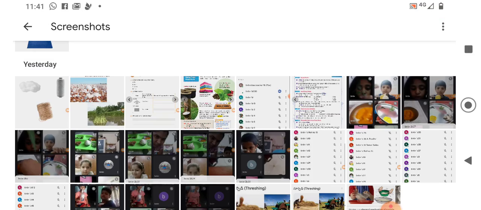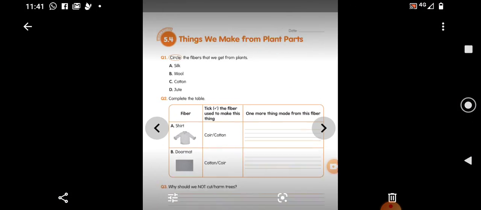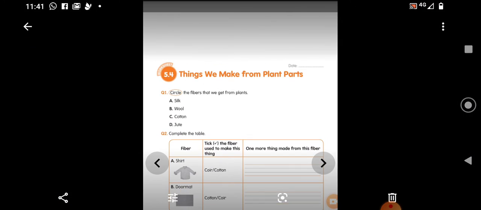Let us see what is given in the workbook. Things we make from plant parts. Please write the date. Now you see the first question, children. Circle the fibers that we get from plants. Again and again it is repeated, very easy. Cotton and jute. I'm putting a dash on that. So you will be circling it, children.